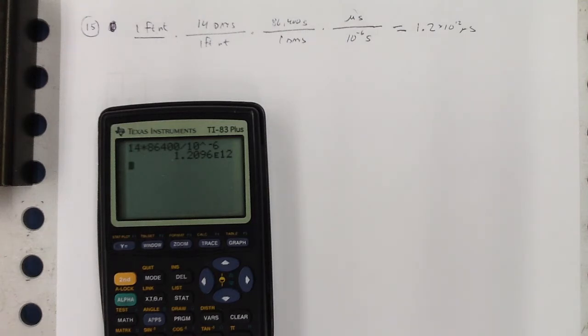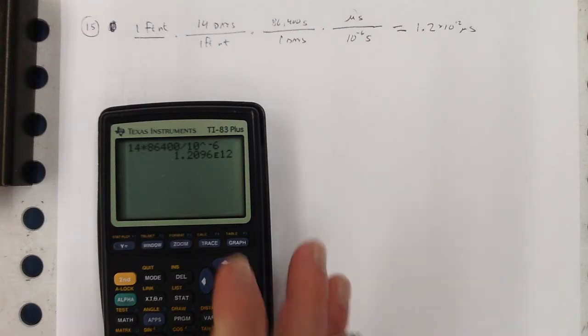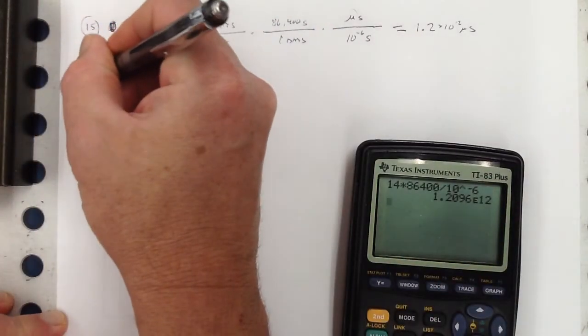Let me just check that with the answers here, make sure I didn't do anything wrong. They said 1.21. They kept one more significant digit. I wonder why they did that. I'm totally fine with this answer, though. So 1.2, 1.21, something like that. That was easy.